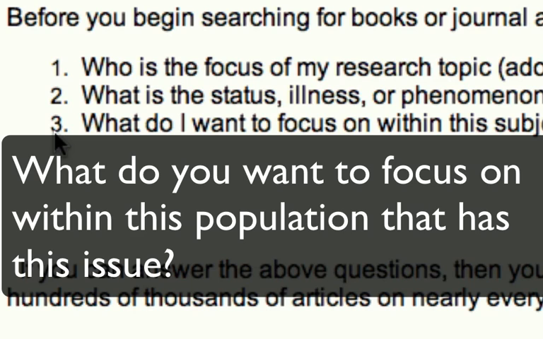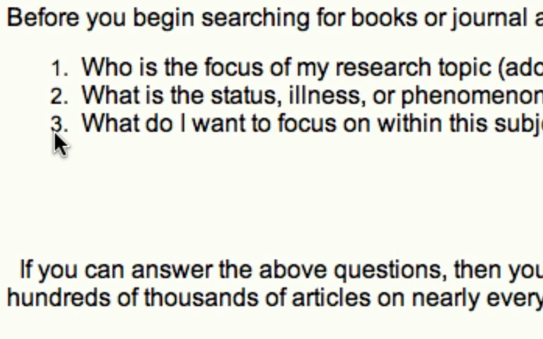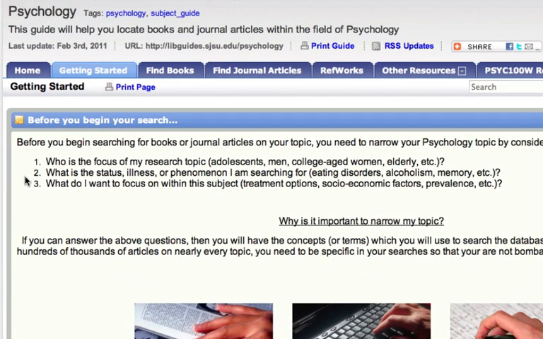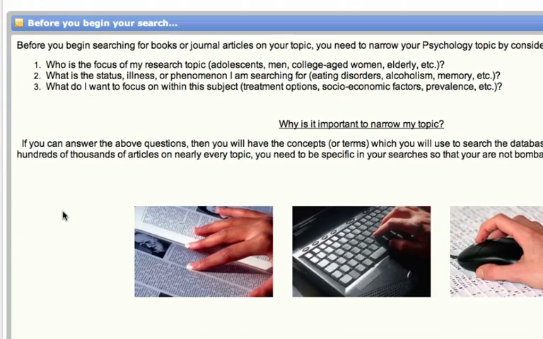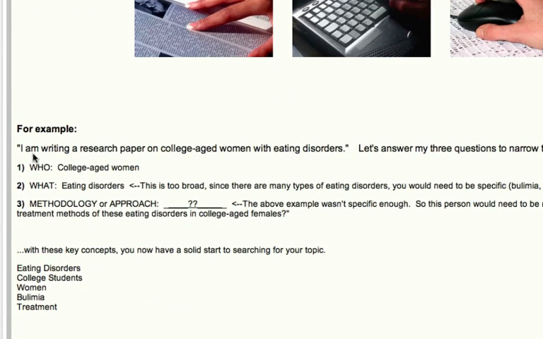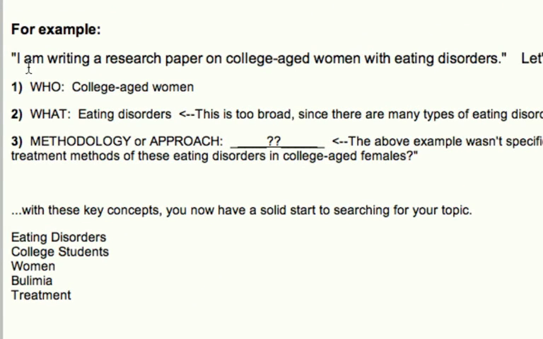Try to answer those as detailed as possible with just a few words. These aren't questions that you're going to answer with long sentences, but you need to get an idea of what makes this group of people, or this individual, or this issue special. I have an example down here. I had a student come in and say, I'm writing a research paper on college-age women with eating disorders. So let's see if we can answer these questions to narrow down this topic.